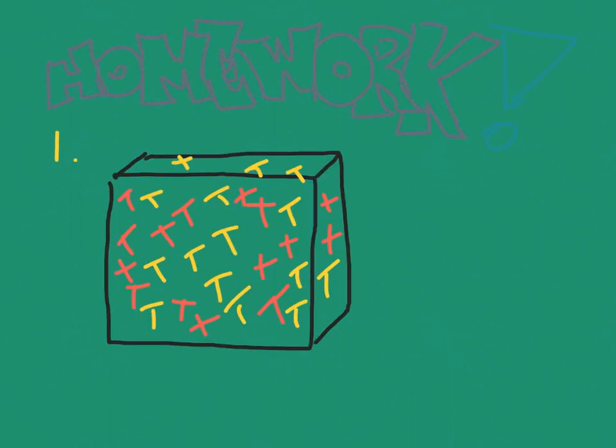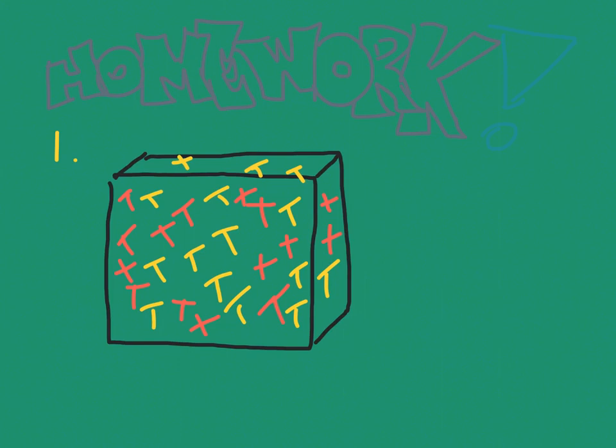Okay, so now I would like you to give me some answers to some homework questions. So here we have a box. They're actually supposed to be t-shirts, but I'm not very good at drawing t-shirts. So we have 15 yellow t-shirts and 15 red t-shirts.